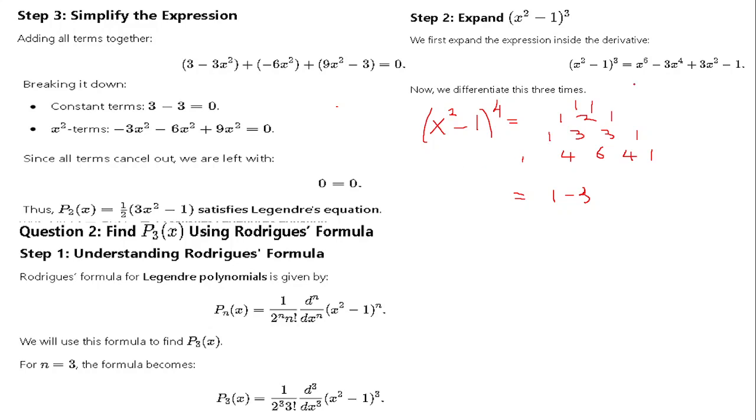So the first coefficient here is 1. The second coefficient here is 3. The third coefficient is 3. The fourth coefficient is 1. That is why this thing is being expanded. So you can do it, right?